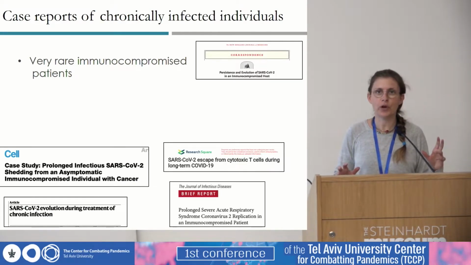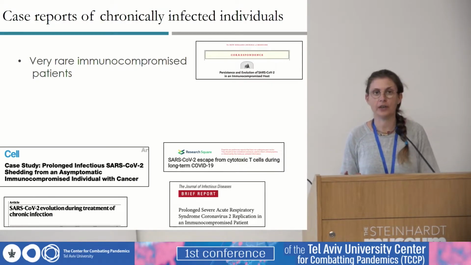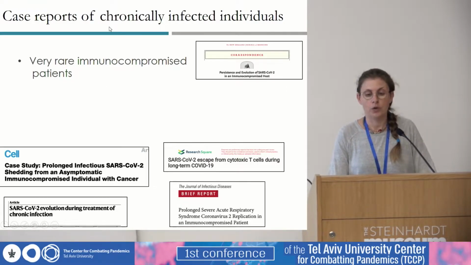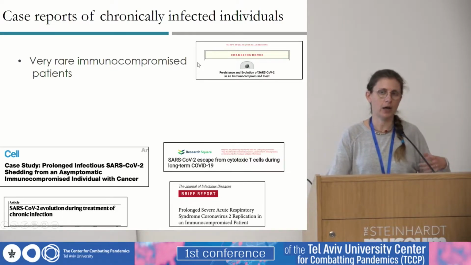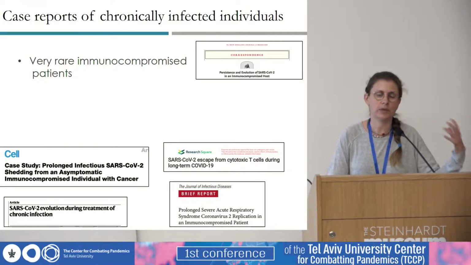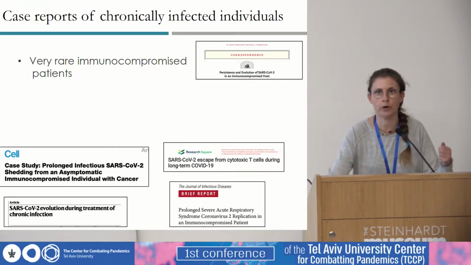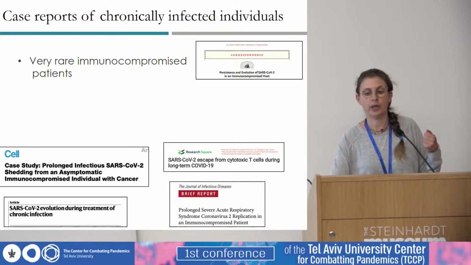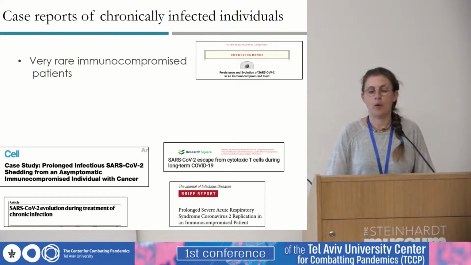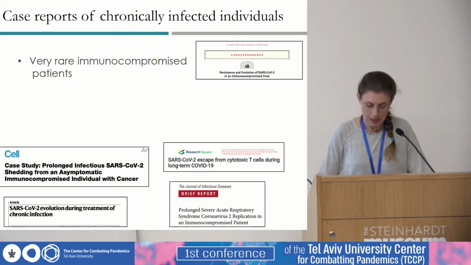And sort of hints at where this was coming from started coming out at the end of 2020. And these were very rare immunocompromised patients who developed chronic infections. Typically an infection will resolve within 2-3 weeks, sometimes a month, but some of these patients were infected for months. And in fact, recently a patient came out that was infected for over a year.